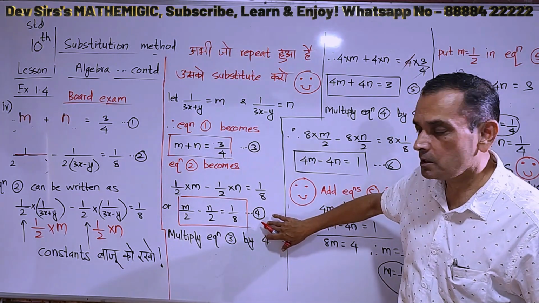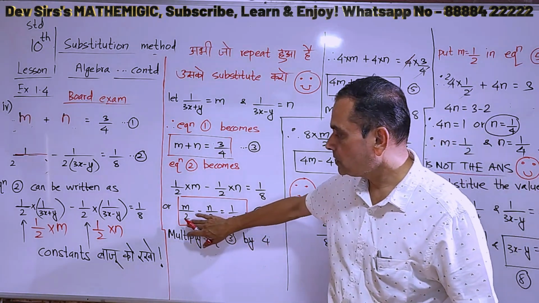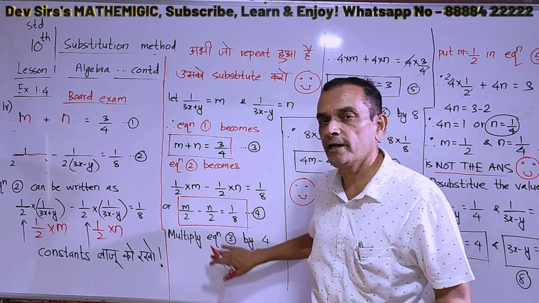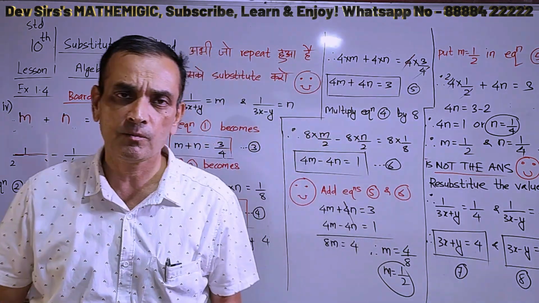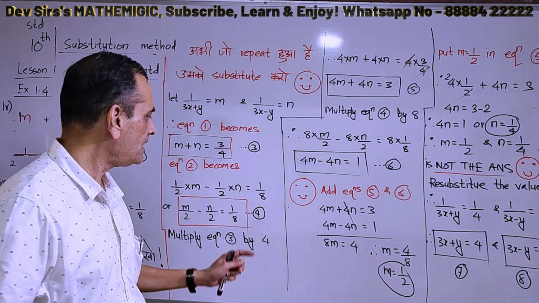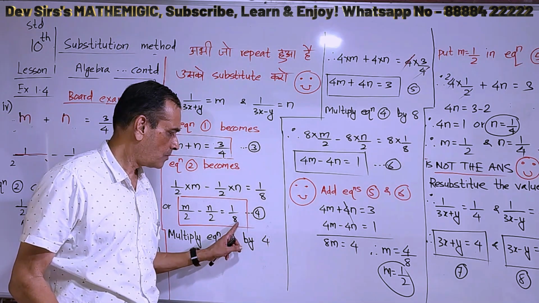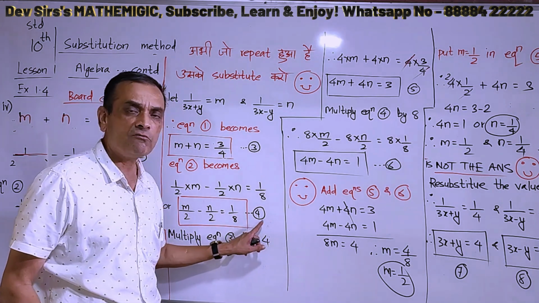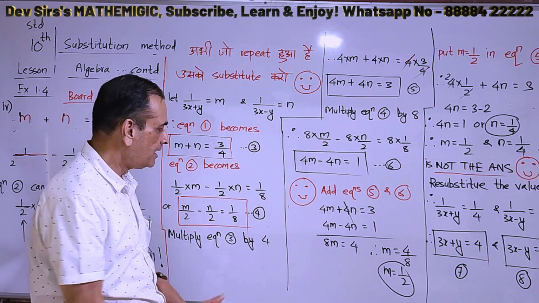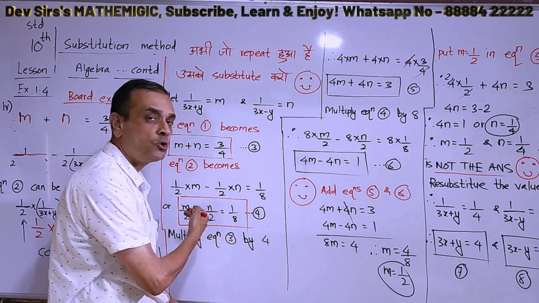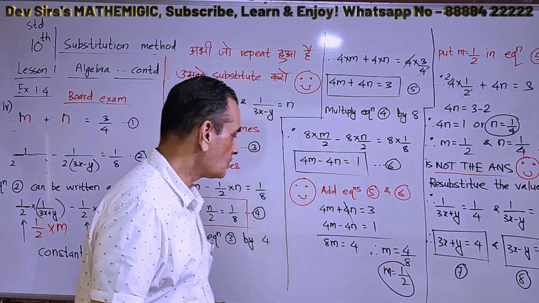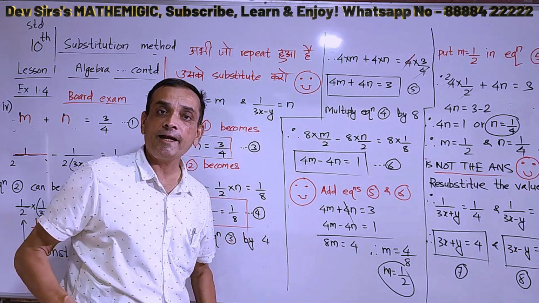Equation 4 में आओ. For equation 4, there are 3 numbers in the denominator which we have to remove. Which is the biggest number? 8. So multiply equation 4 by 8. Automatically 8 will also get removed, 2 will also get removed.